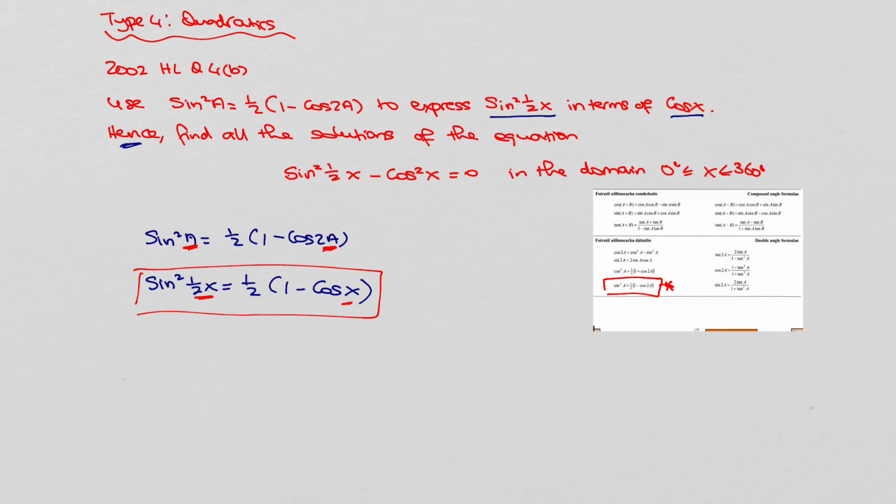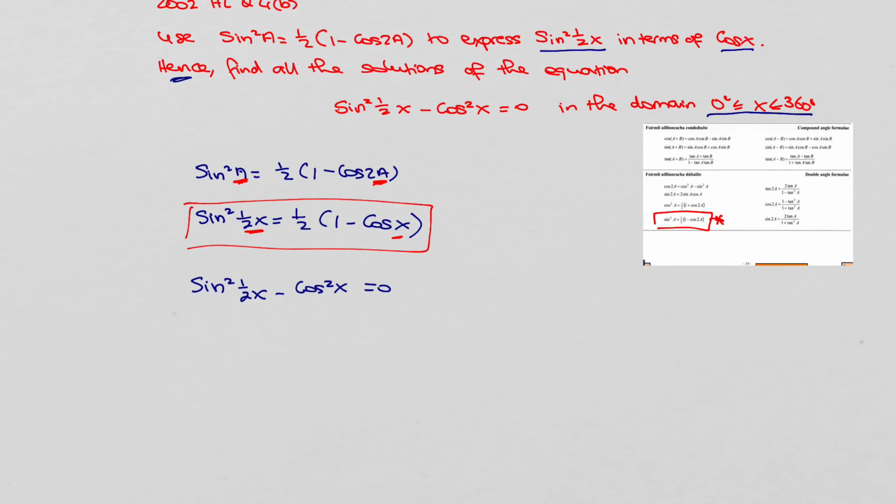And we're going to use it to solve the equation sine squared a half x minus cos squared x equals 0 in the given domain of 0 to 360. So we're finding all the solutions for the first, second, third and fourth quadrant where relevant. So we're going to take the equation sine squared a half x minus cos squared x equals 0.